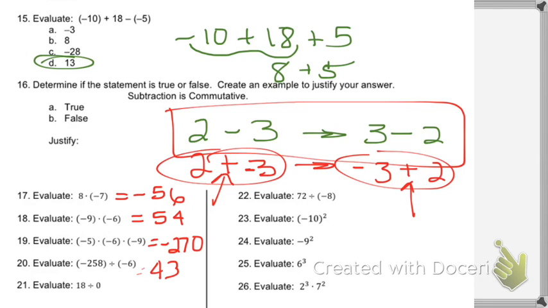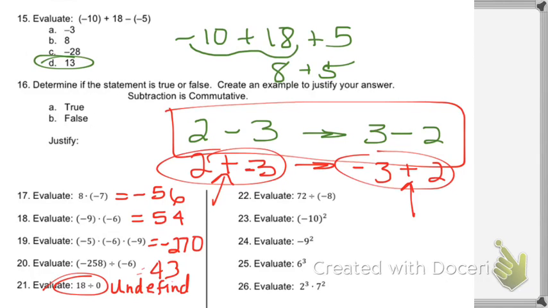18 divided by 0. This is kind of a tricky one. Try that one on your calculator. You cannot divide by 0. And so we just cannot do that problem. So what we label it is undefined. There is no definition. Undefined. Okay, so you can't divide by 0.